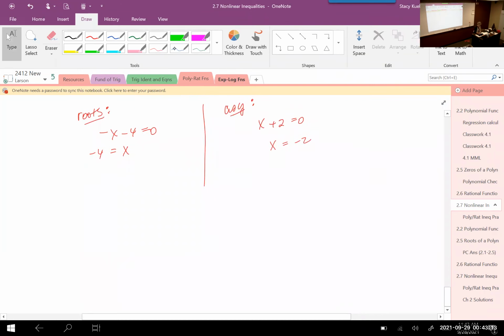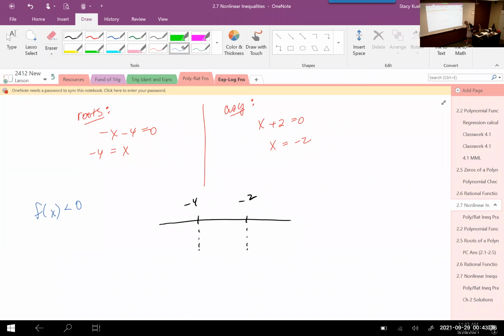Now the function that we're looking at here says I want to know where the function is less than 0. So I have my number line, I have negative 4, and I have negative 2. How does this function behave around negative 4 and negative 2? Plug it in your calculators, tell me what the result is, not the numbers, the result.